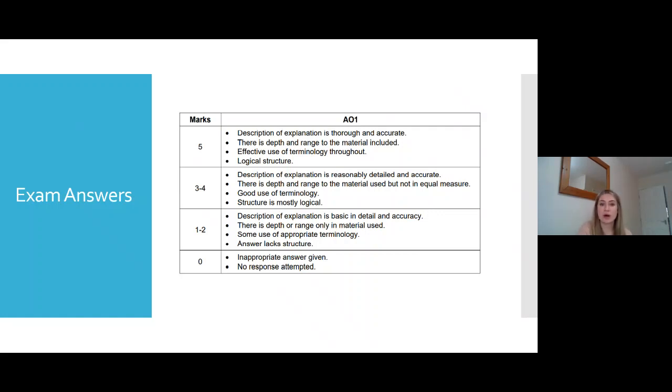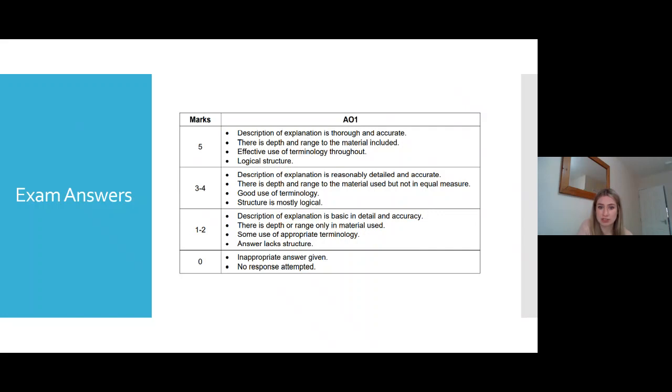In the 3 to 4 marks, it says description of explanation is reasonably detailed. There is depth and range, but not in equal measure. So you may get all of the terminology correct, but you may not have given me any evidence. Okay, that would mean that it's not really equal, and it would lead to 3 or 4 marks.